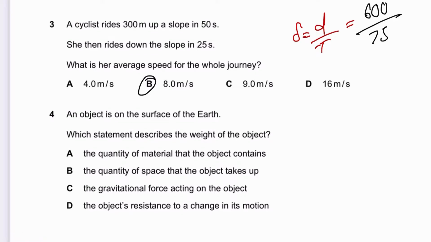4. An object is on the surface of the earth. Which statement describes the weight of the object? If it's on the surface of the earth, its weight is proportional to its mass, and g is 9.81. But we're talking about which statement describes the weight. Weight is the amount of gravitational force applied by the earth on the object, and that is C.